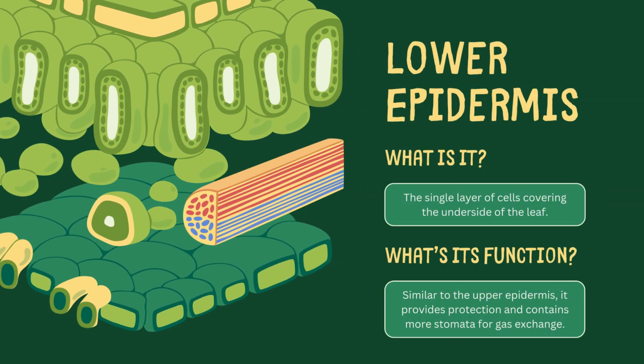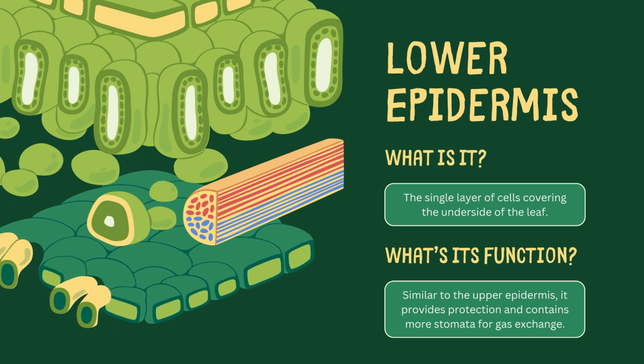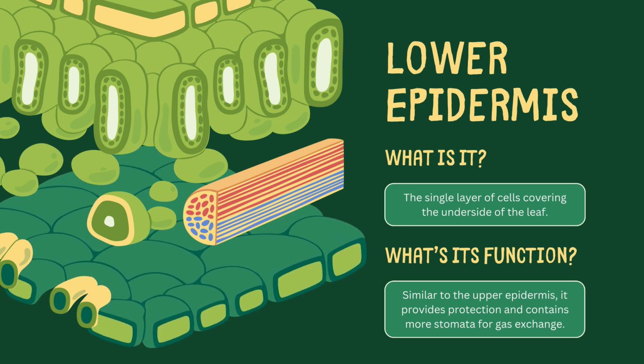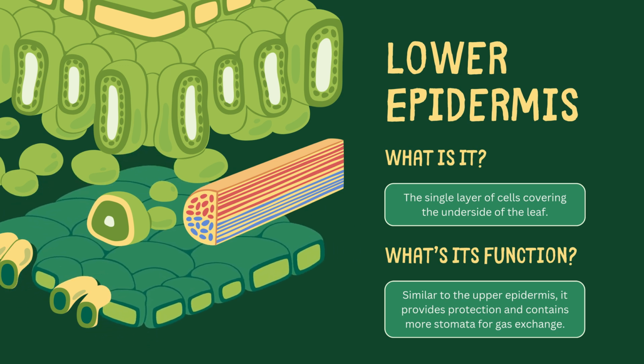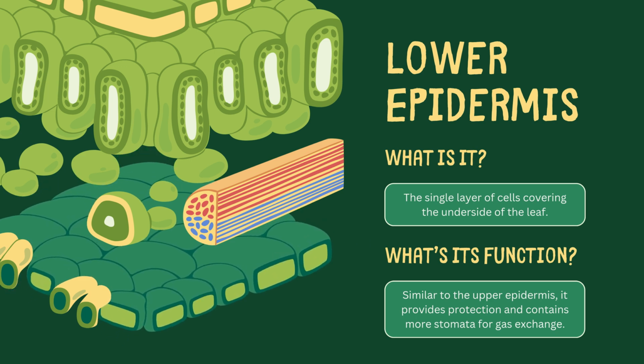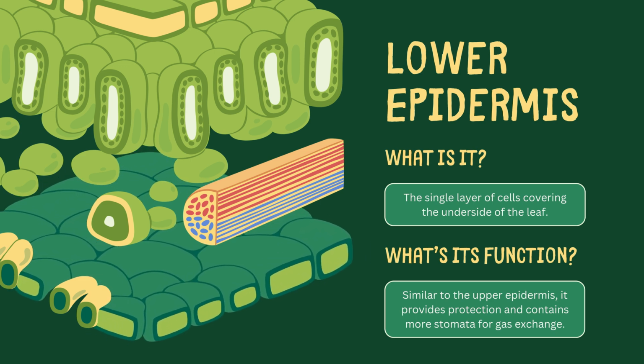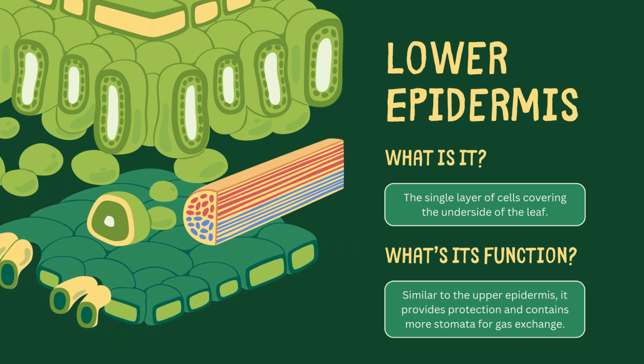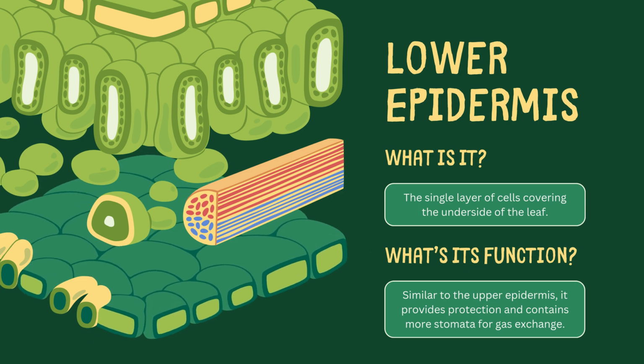Lower epidermis. What is it? The single layer of cells covering the underside of the leaf. What's its function? Similar to the upper epidermis, it provides protection and contains more stomata for gas exchange.